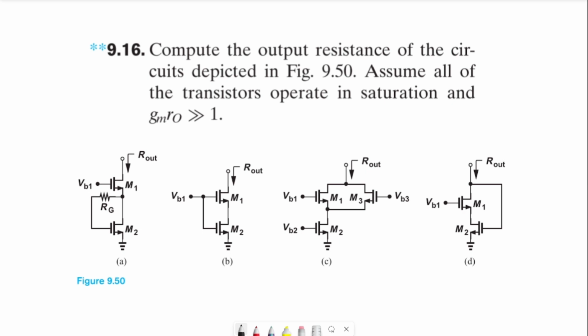The problem states: compute the output resistance of the circuits depicted in this figure. Assume all of the transistors operate in saturation and gm ro is much higher than 1. So this is the condition of this problem.